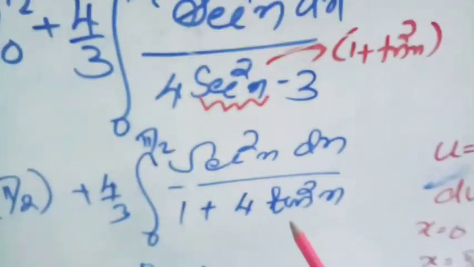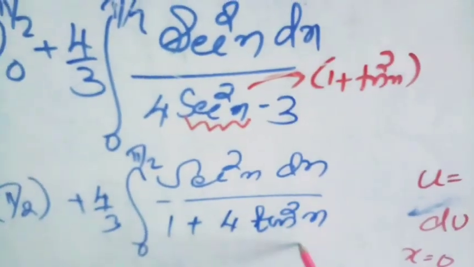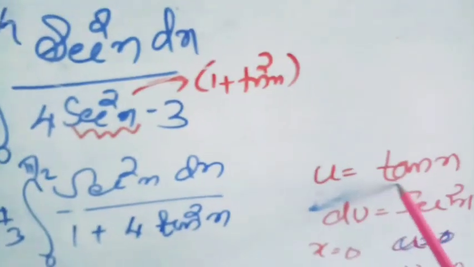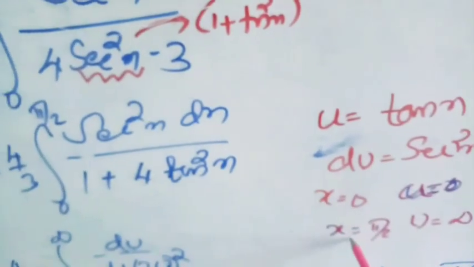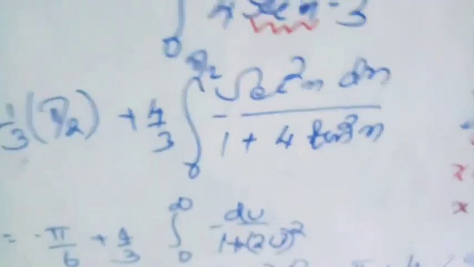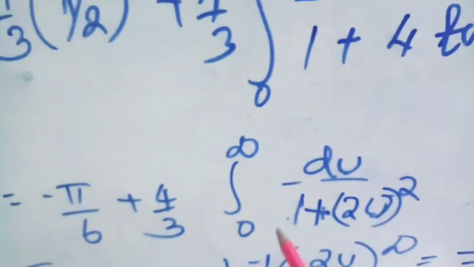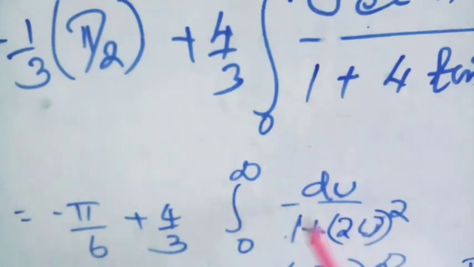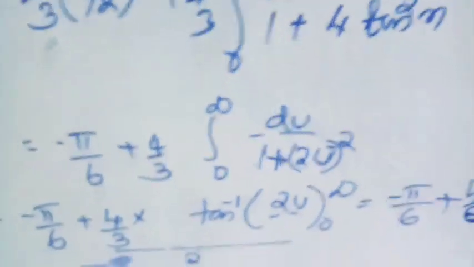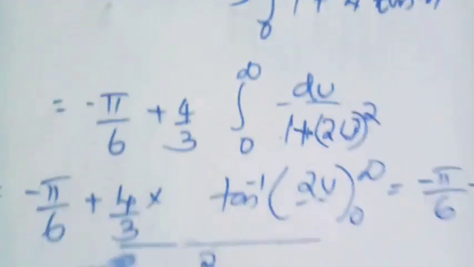And here you can assume tan x as u, du as sec square x, x equals 0, u equals 0, x equals pi by 2, u equals infinity. So the second part becomes 4 by 3 into integral 0 to infinity du by 1 plus 2u the whole square. You know the integral of that one.